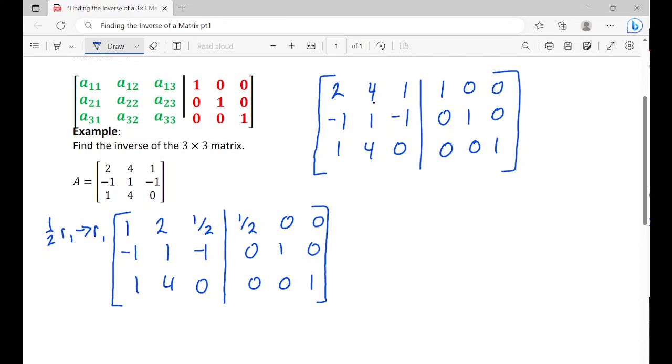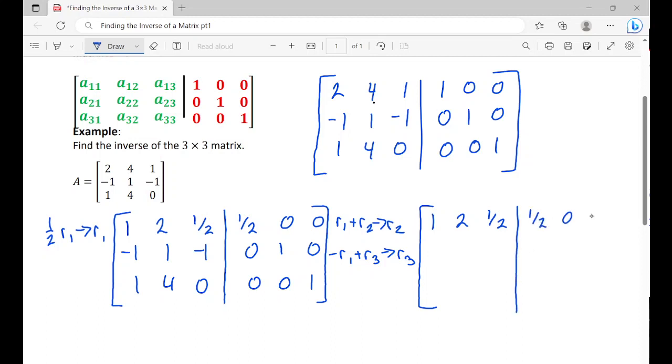Now I need to make everything below this 1 a 0. So I'm going to add row 1 to row 2 to get this to be a 0, and then negative row 1 to row 3 to make this a 0. So I'm going to do 2 at once. So row 1 plus row 2 for a new row 2, and negative row 1 plus row 3 for a new row 3. So row 1 is going to stay the same. 1, 2, 1/2, 1/2, 0, 0.